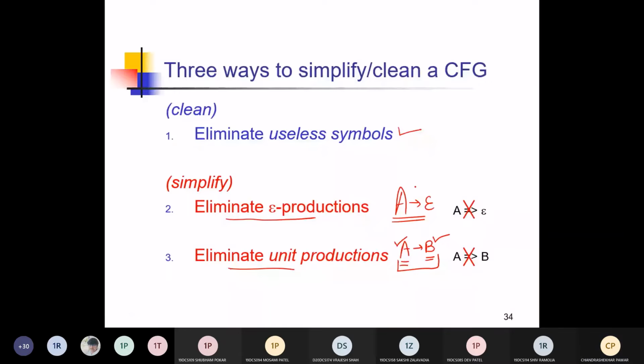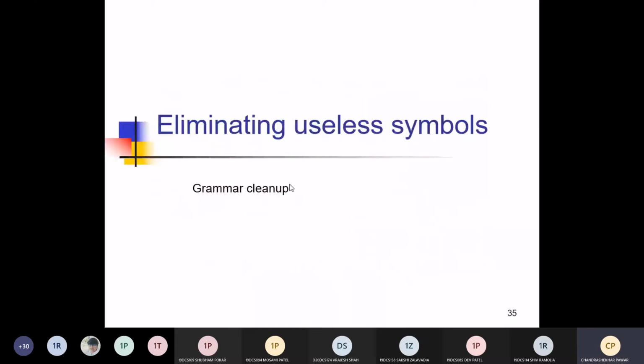So first we are going to observe the useless symbol: what is a useless symbol, why there is a need to eliminate the useless symbol, and how to eliminate it. Clear? When we are eliminating the useless symbol, it means that we are going to clean that grammar. Cleaning the grammar is also known as simplification, but for the specific bifurcation, cleaning means deleting or eliminating the useless symbol, and simplifying means eliminating the epsilon production and eliminating the unit production. So let us start with the useless symbol.